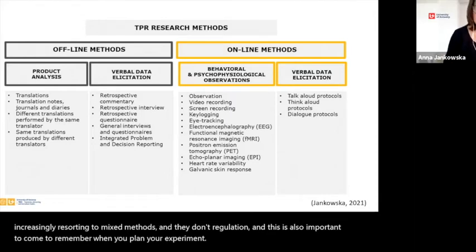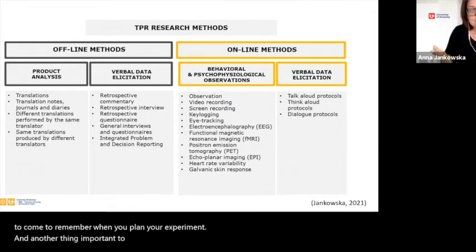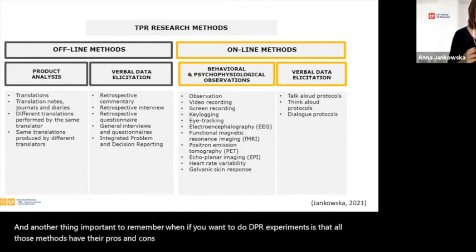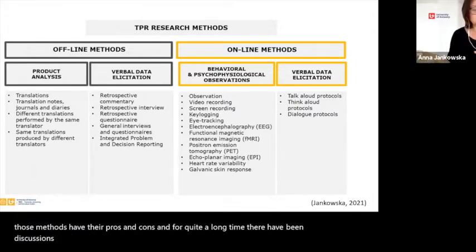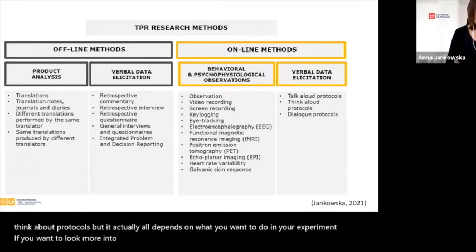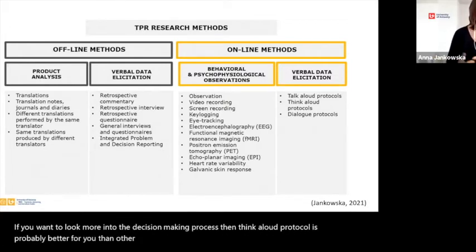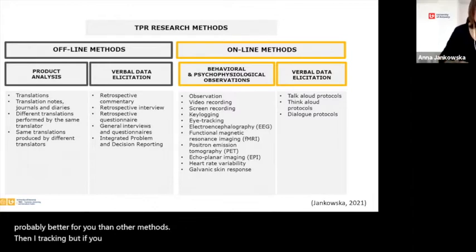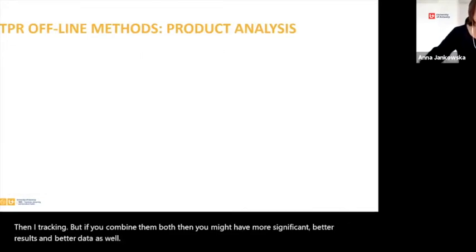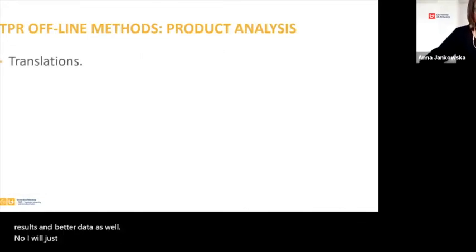And another thing important to remember if you want to do TPR experiments is that all those methods have their pros and cons. And for quite a long time, there have been discussions of, oh, this method is better than the other one. Use keylogging, don't use think aloud protocols. But it actually all depends on what you want to do in your experiment. If you want to look more into the decision-making process, then think aloud protocol is probably better for you than other methods, than eye tracking. But if you combine them both, then you might have more significant, better results and better data as well. Now, we'll just browse through some of them.